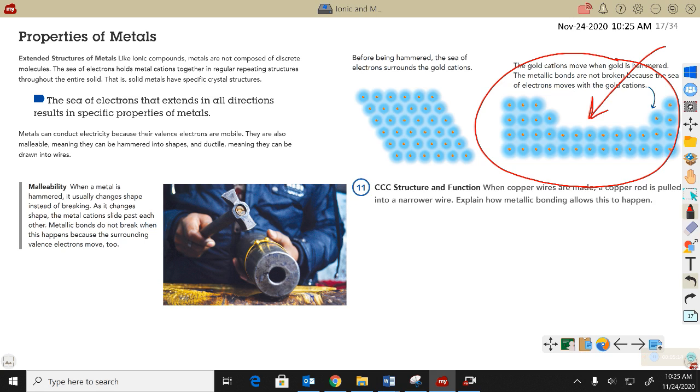Question 11, when copper wire is made, a copper rod is pulled into a narrower wire. Explain how metallic bonding allows this to happen. It's the sea of electrons, that there's no rigid structure. Because the electrons are free to move and flow amongst the positive nuclei, that also allows the nuclei to kind of move and flow amongst the sea of electrons.